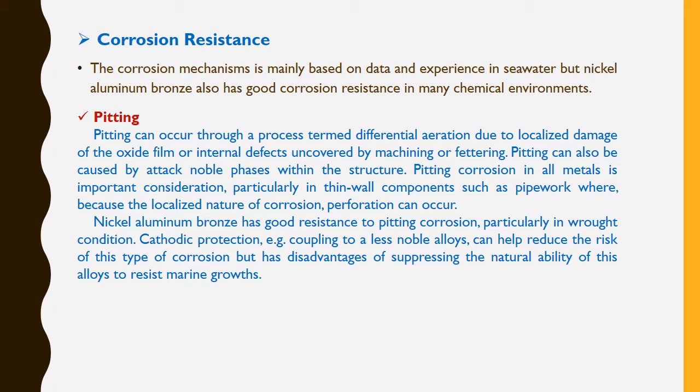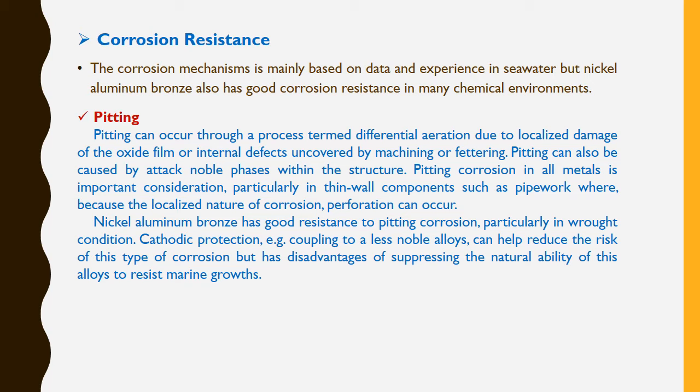Corrosion resistance. The corrosion mechanism is mainly based on data and experience in seawater, but nickel aluminum bronze also has good corrosion resistance in many chemical environments. Pitting. Pitting can occur through a process termed differential aeration, due to a defect of the oxide or an internal defect uncovered by machining or filtering. Pitting can also be caused by a second phase within the structure.